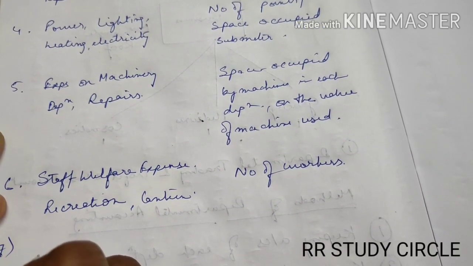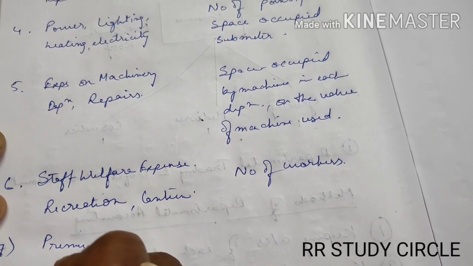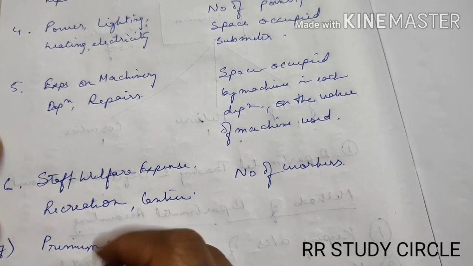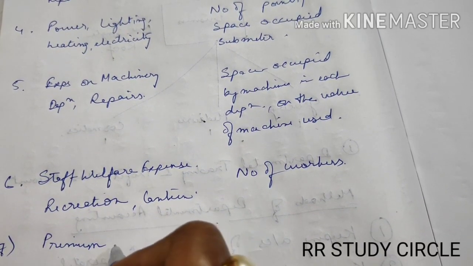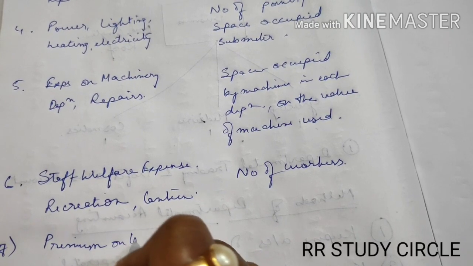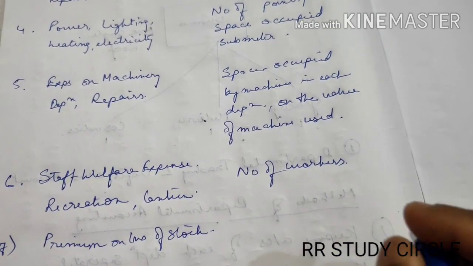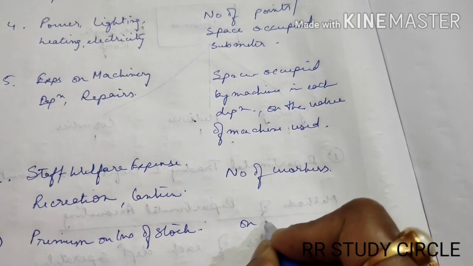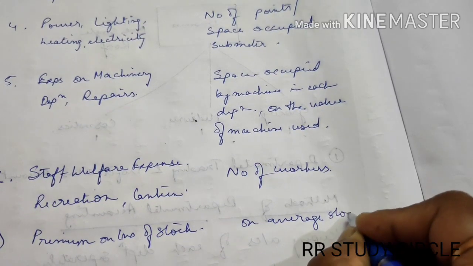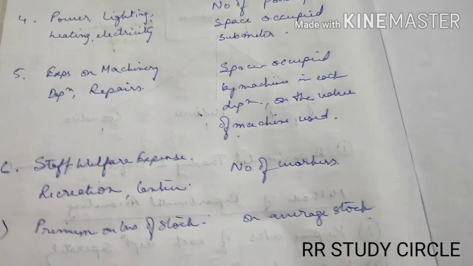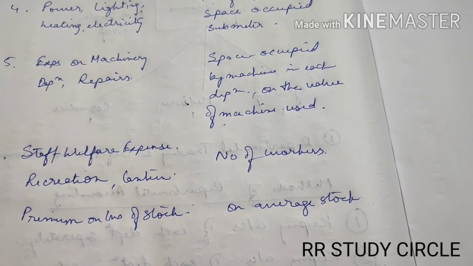Now there are certain other expenses also, say, for example, premium or insurance. Premium means insurance premium, or you can say insurance on what? Insurance on stock. Premium on insurance of stock. So this can be allocated on the basis of average stock of each department. So I hope regarding how the expenses are to be allocated is clear.